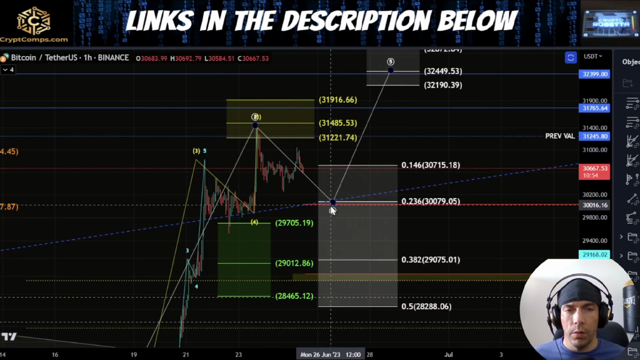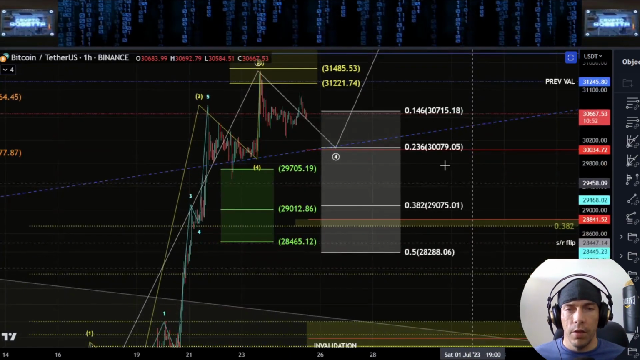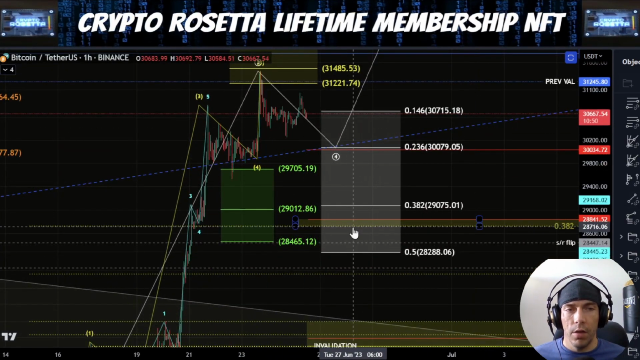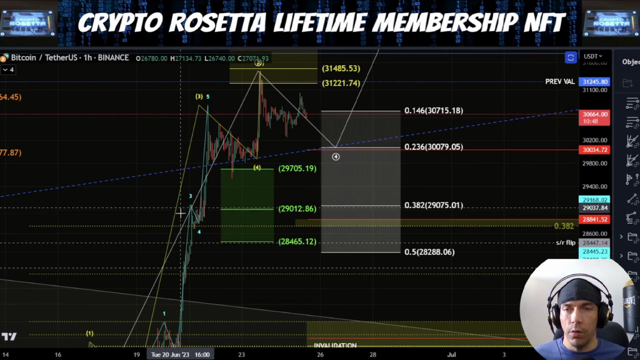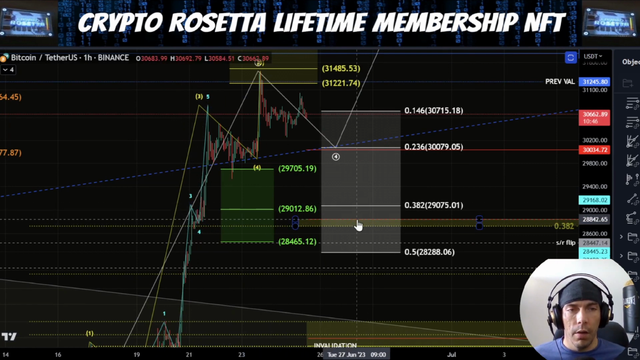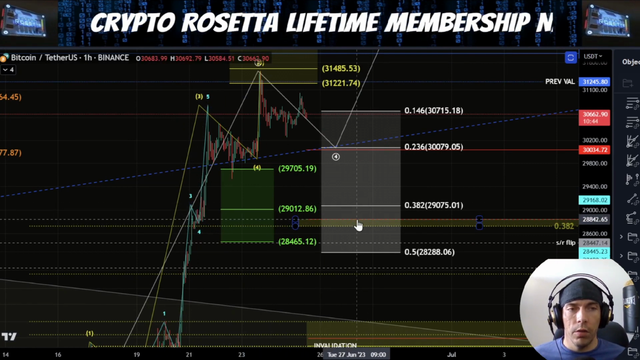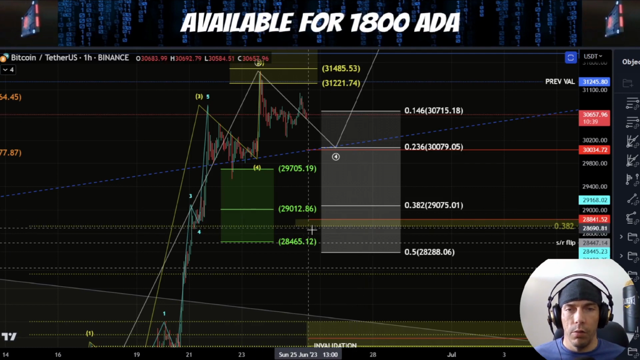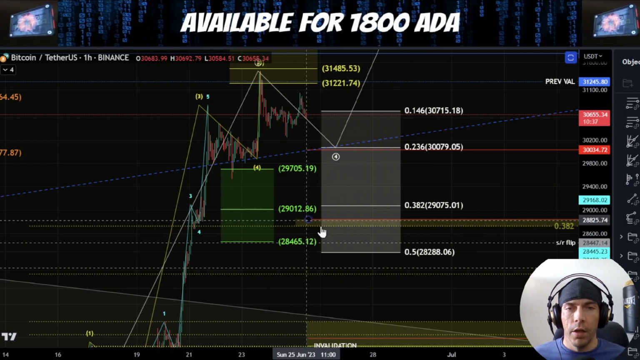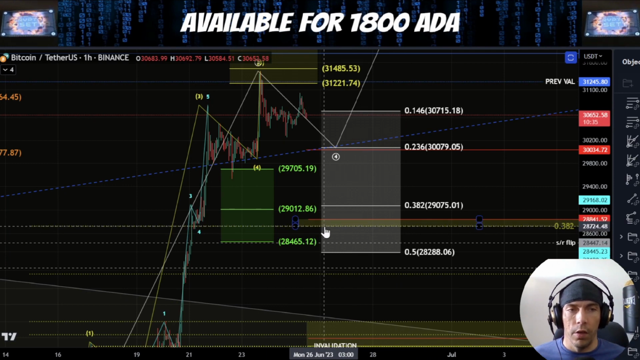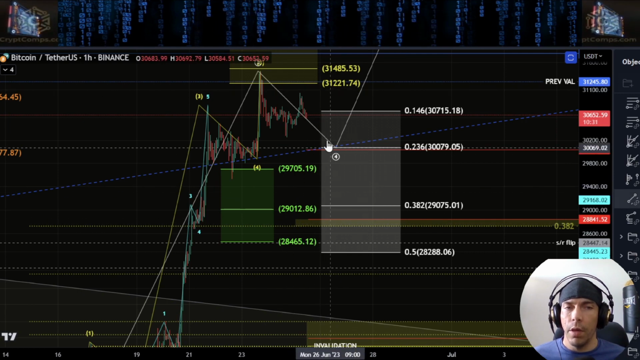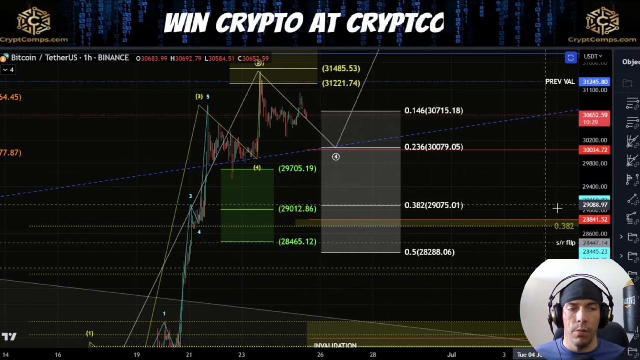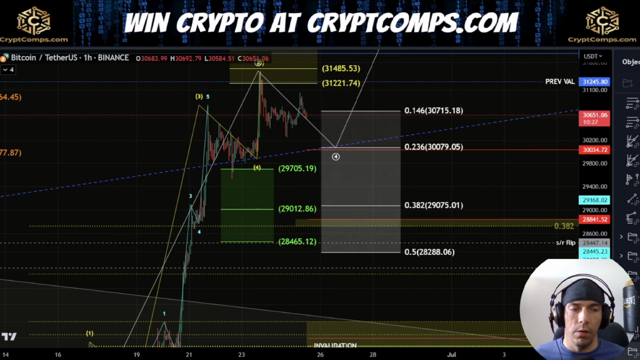If we fail to hold this, then the next area of interest to me would be lower down here, like I said, towards this previous structure. So we have a daily negative point of control here at this 28,842. As well as that, we have the 0.382 of the whole move to the upside, sitting in this region here of this 28,724 level. So I'm going to be keeping an eye on these two different zones if we do look to push down into this area.